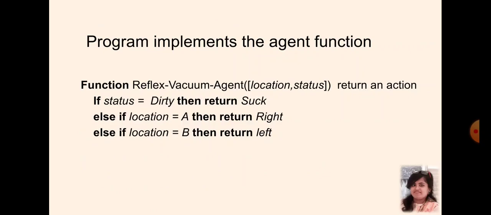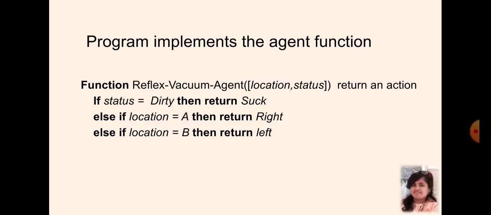Now, how do we represent this very simple program that implements the agent function? Here the function is the reflex vacuum agent, that is the name we have given. What does it take? The location and the status, and it returns an action. If the status is dirty, then return suck, that is, you need to clean it. Else if the status is clean and the location is A, then we need to return right. Why? We need to go to tile B.